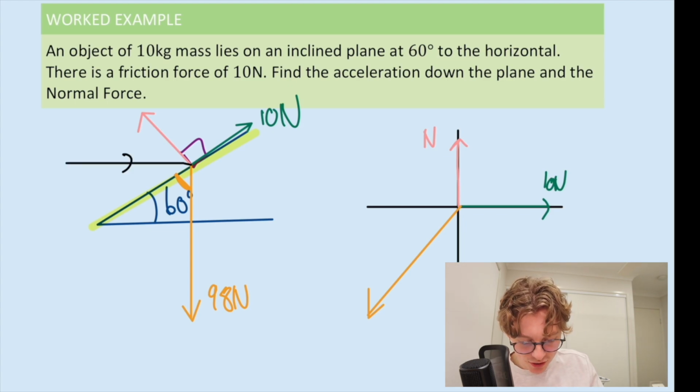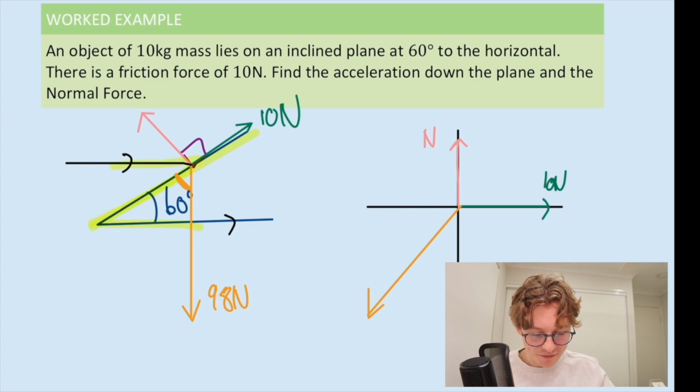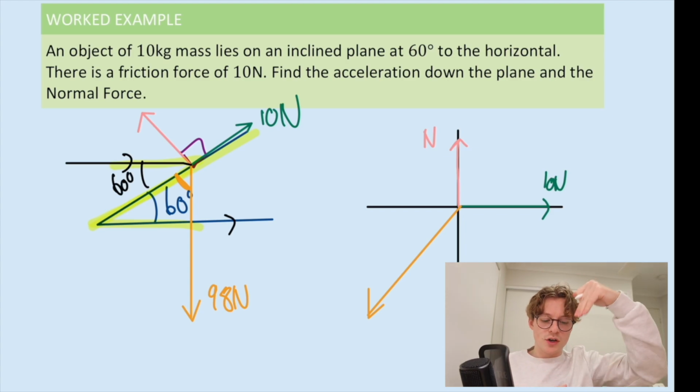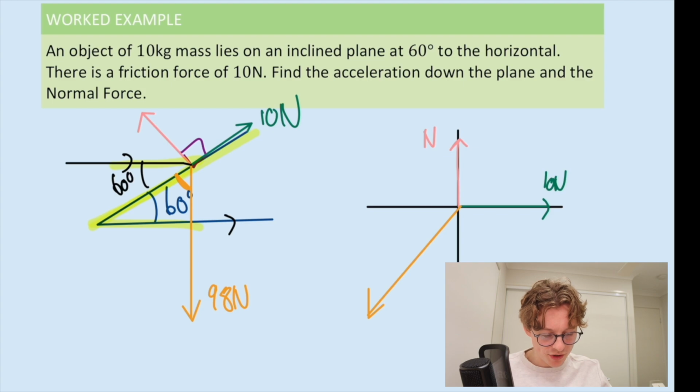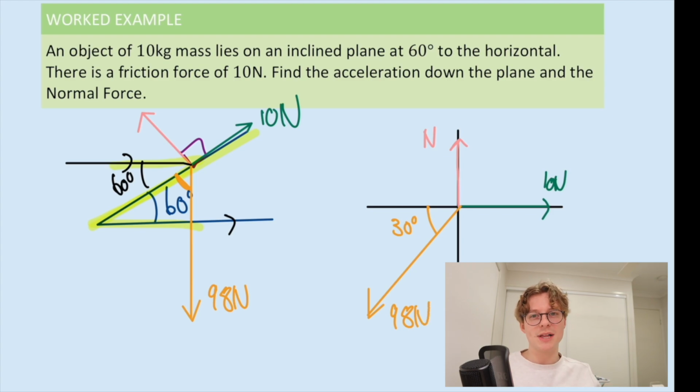We can see that these two lines are parallel, so I wind up with alternate angles. If this part here is 60, that means this part here is also going to be 60 degrees. The whole thing's going vertically down. So my little orange angle, this angle here, is going to be 30 degrees to the plane. So I have 98 newtons here, and my angle to the plane is 30 degrees.